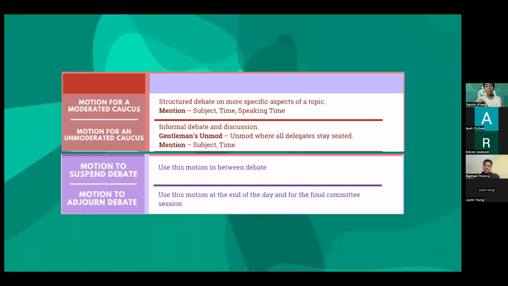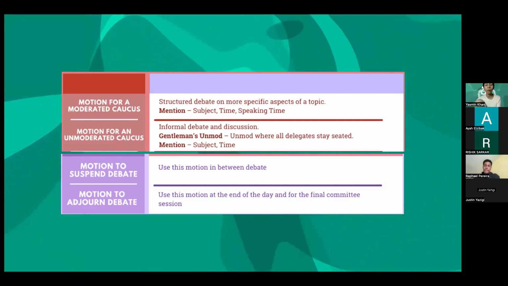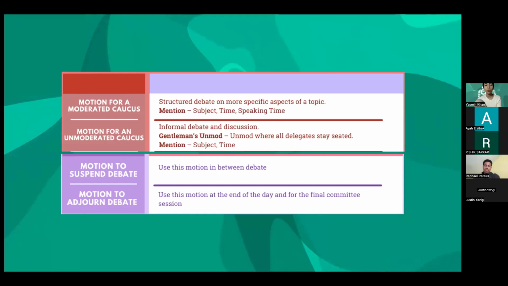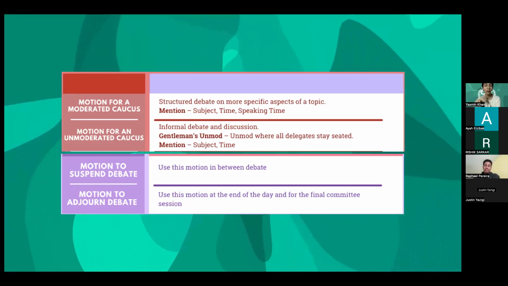So typically 30 seconds would fit into 10 minutes. It just evens out like that. If you put 30 seconds into 10 minutes, it just fits evenly. So I could say, I motion for a 10-minute moderated caucus on the topic of cheese with a speaking time of 30 seconds. So that means that the whole debate, the whole mod, is for 10 minutes about cheese, and each person who wants to talk raises their placard and, if picked on, will have 30 seconds to talk. That's what it means. Does that make sense?